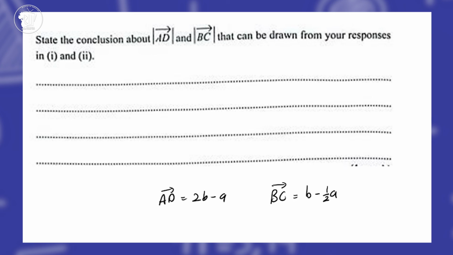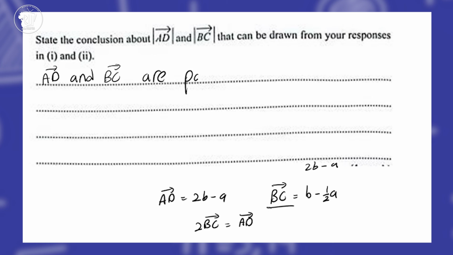So if we look at AD and we look at BC, if we multiply BC by 2, 2BC, we will get 2B minus A. So 2BC is equal to AD. If we multiply BC by 2, we will get what is here. So we can say one of these vectors is a scalar multiple of the other, and because they are a scalar multiple of the other, we can conclude that the vector AD and the vector BC are parallel.